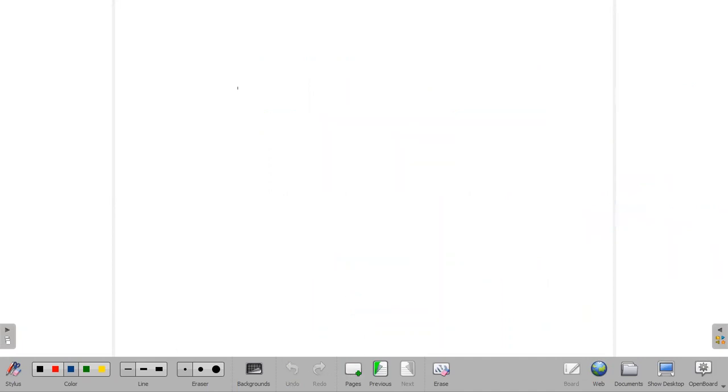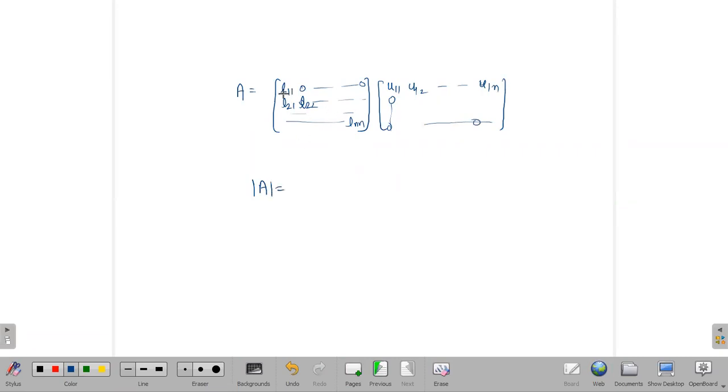Actually, if I am taking A equal to L into U, what is L? It is L11, the lower part is non-zero, the upper part is 0, then L22 and so on, into U. It will be U11, 0, 0, 0, U12, U1n. So here you will get 0. Now if I find its determinant A, only the diagonal elements will be multiplied. L11 into U1, because here you can see.